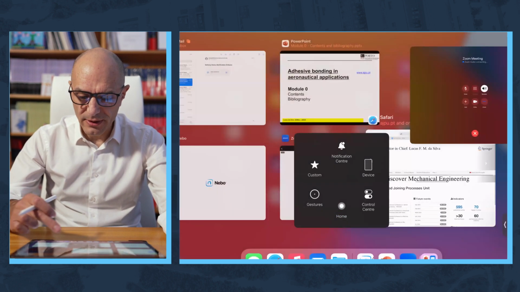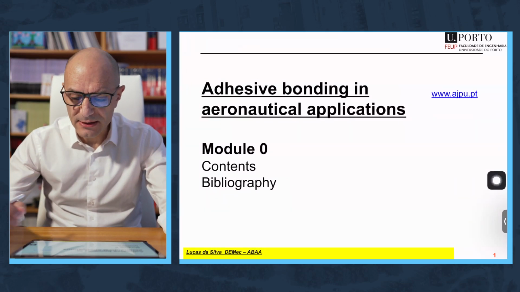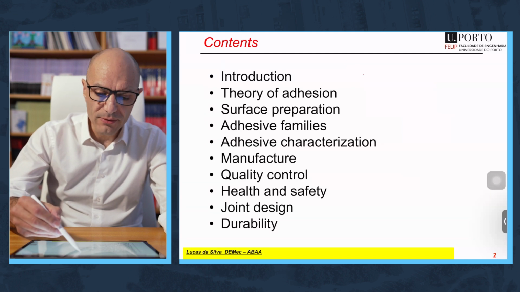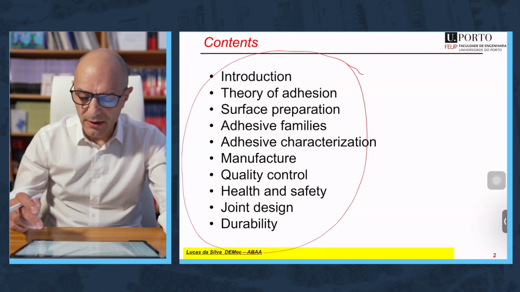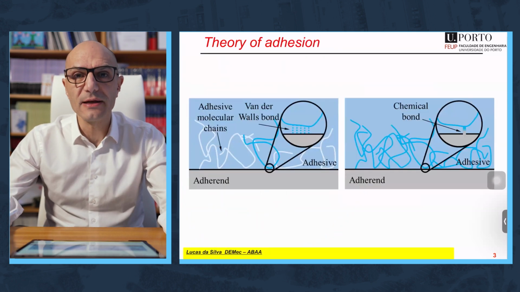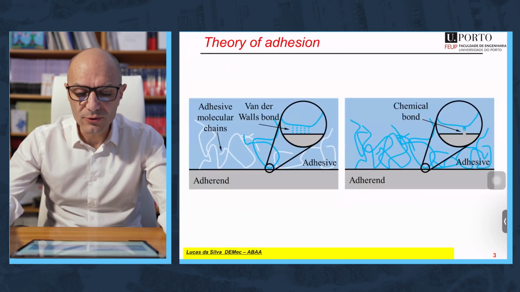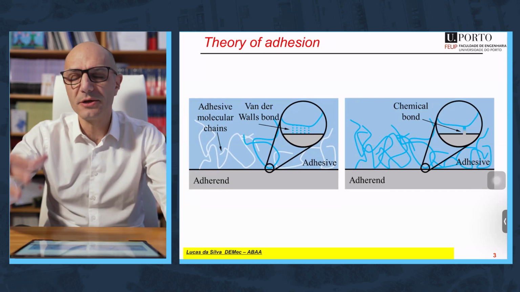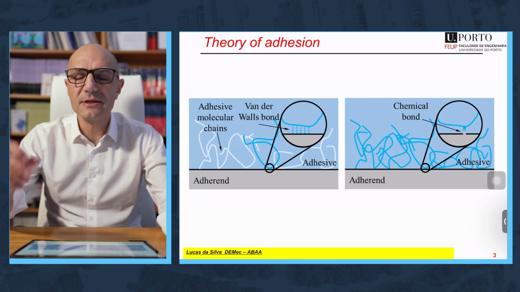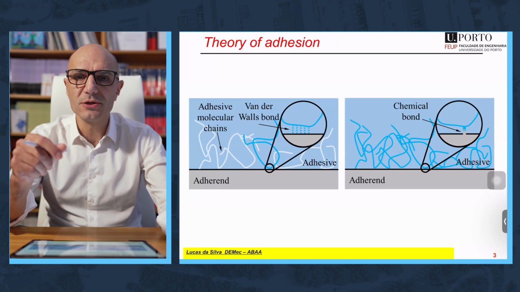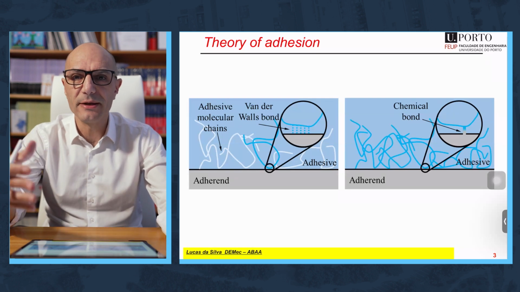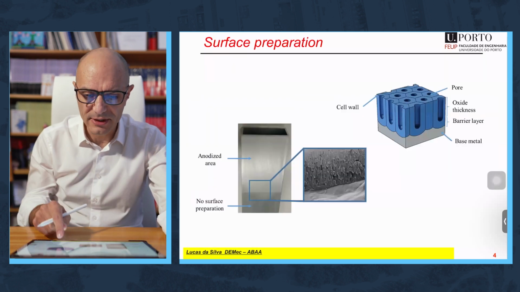But let's go back to the slides, and let's go to the contents. So we will go through all these points. They are described in a schematic way in the following slides. The first thing we are to see after giving a general introduction to the subject is theory of adhesion. We want to understand in which conditions we have a good adhesion between the adhesive and the substrate. You need to create special conditions, and there are various theories of adhesion for this.